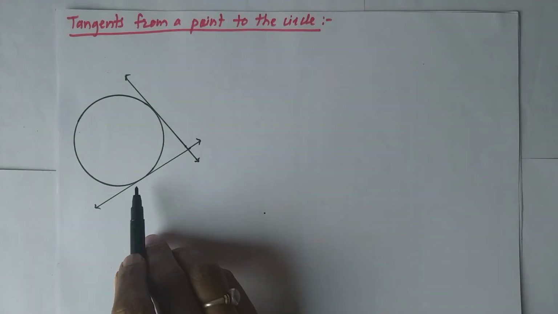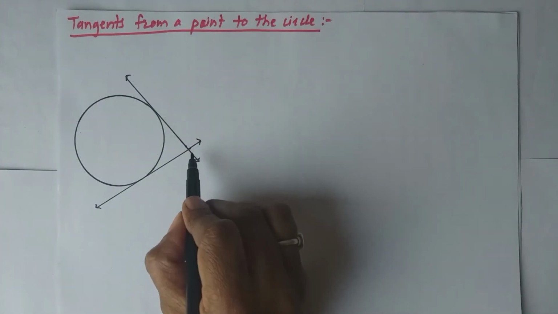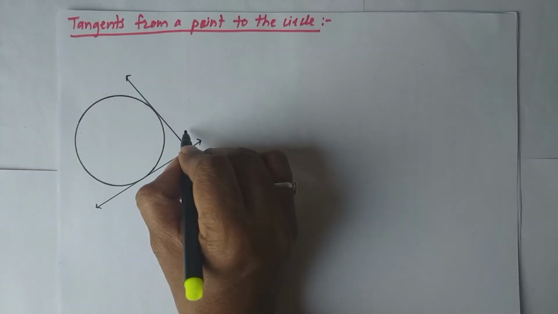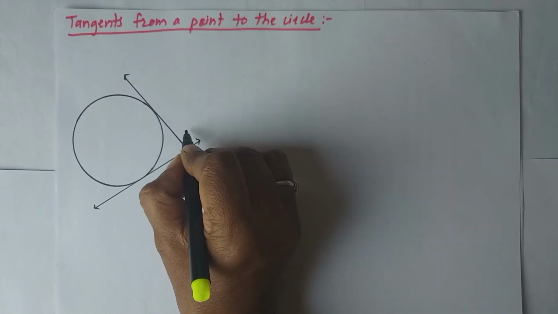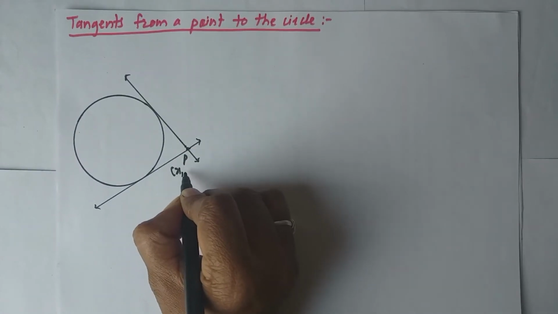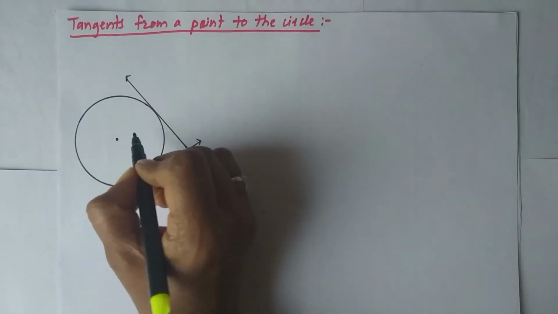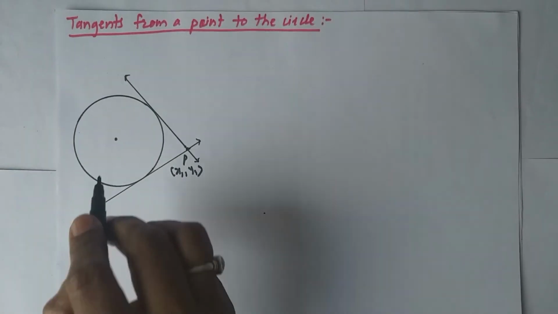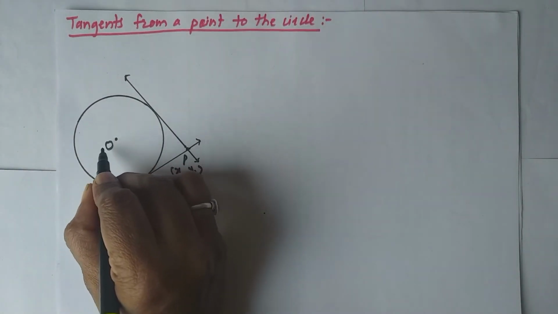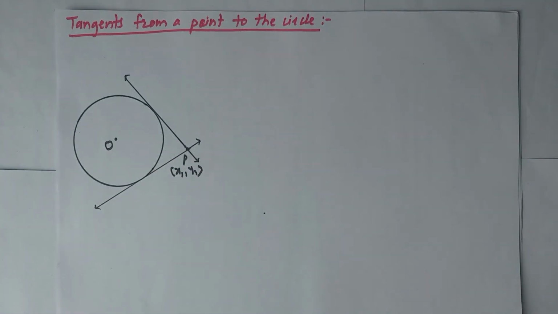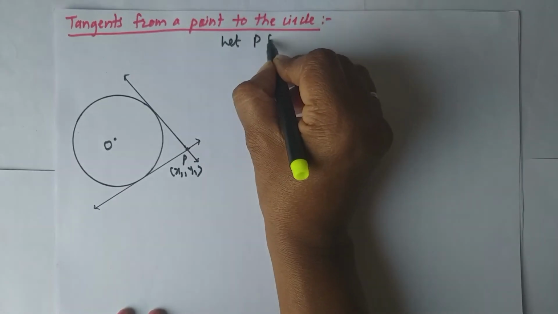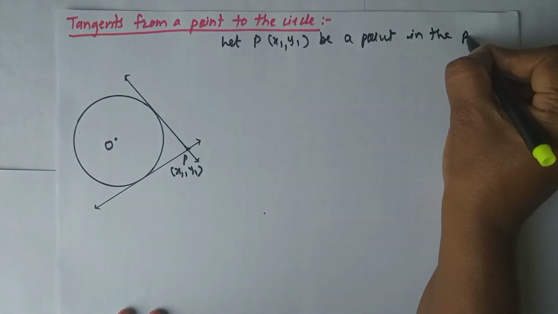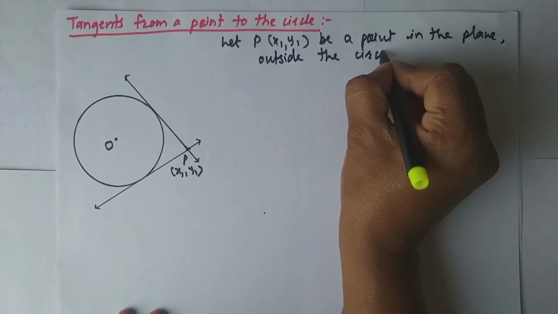Here, draw the rough diagram, draw the circle, take the point P x1 y1 outside the circle. Suppose this is the point P and whose coordinates are x1 y1. Then here we will show we can draw two tangents from this point P to the circle. Take O to be the center of the circle. Here you write down, let P x1 y1 be a point in the plane outside the circle.